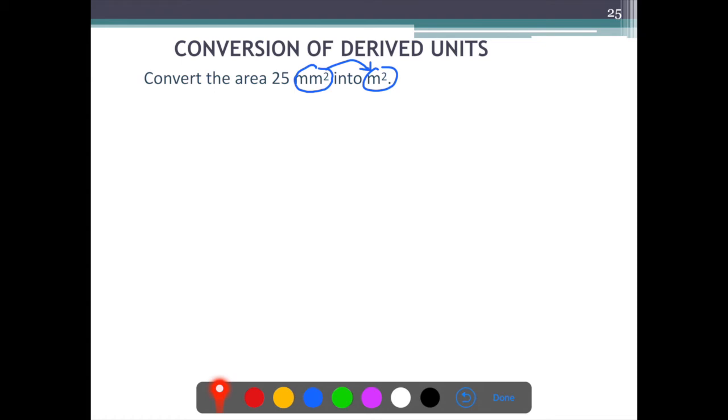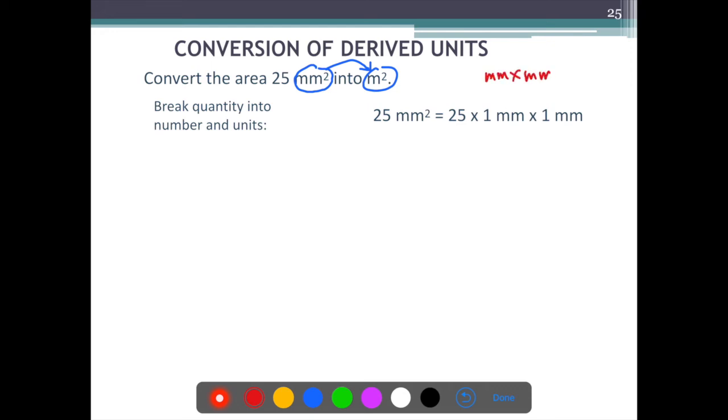Okay, we can break down 25 millimeters squared into a number and units. So 25 millimeters squared is essentially 25 multiplied with 1 millimeter multiplied with 1 millimeter. Note that millimeter multiplied with millimeter is millimeter squared. Similarly, if you do meters multiplied with meters, that's meters squared. So what we've done here is break down 25 millimeters squared into the number and the units.